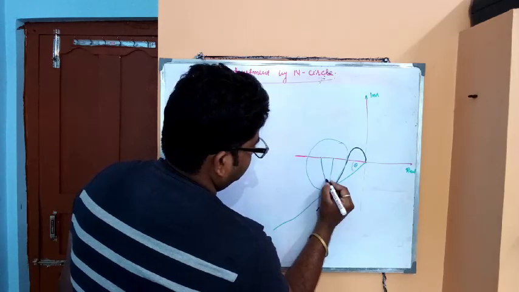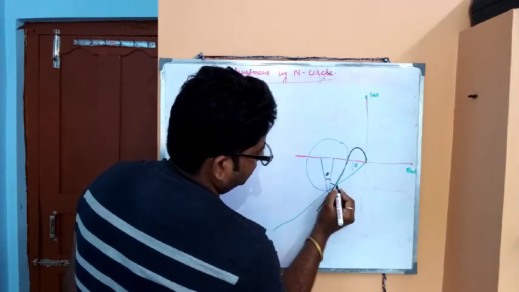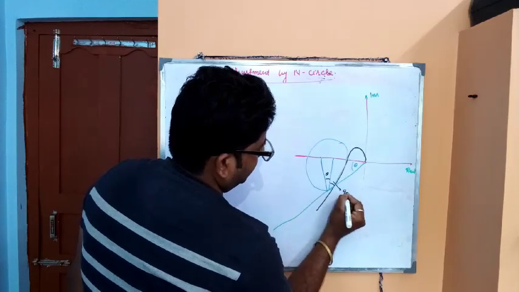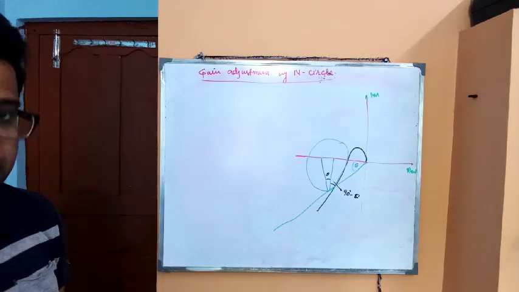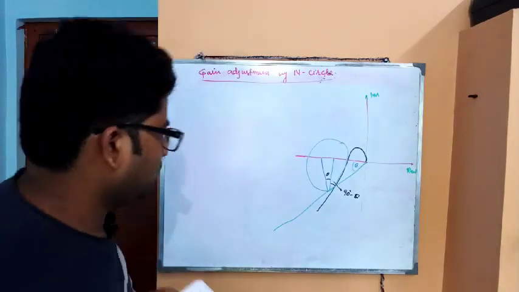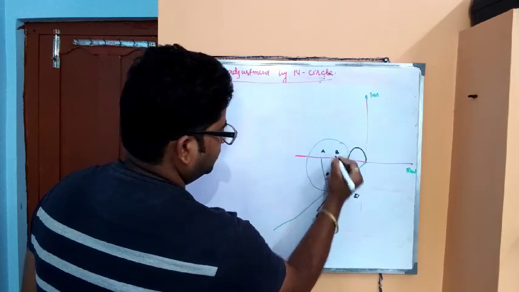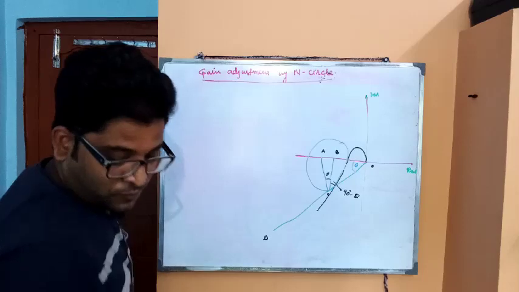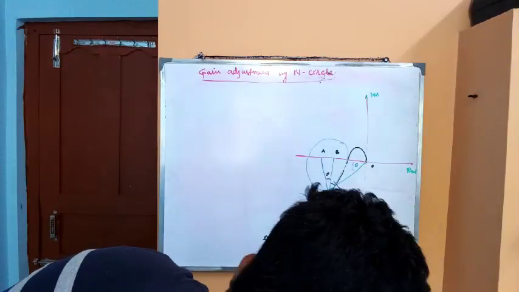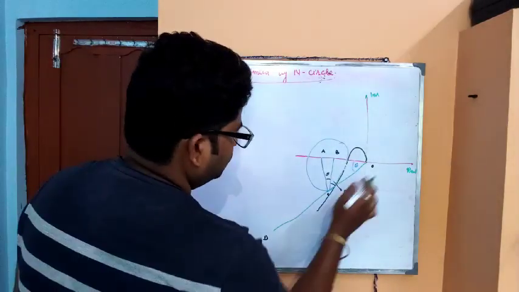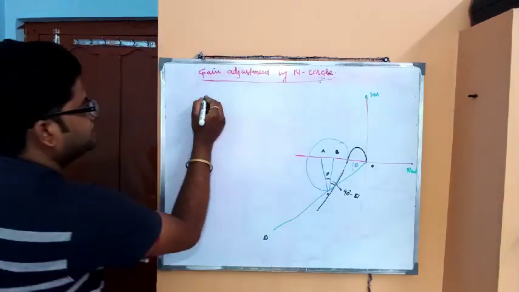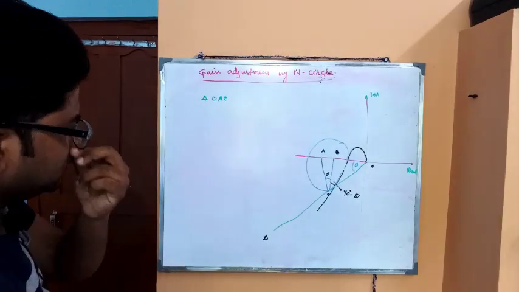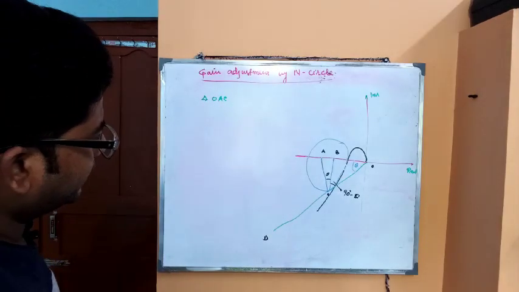So this angle will be theta. So this angle will be 90 degrees minus theta. Okay. Now this point is A, this point is B, this point is C, that is D, and this one is O. Now the triangle OAC, we can write it like this. It's a right angle triangle.